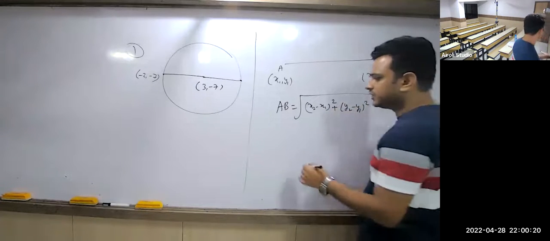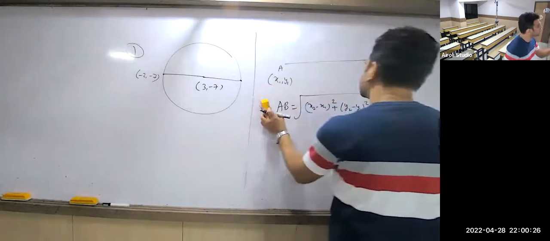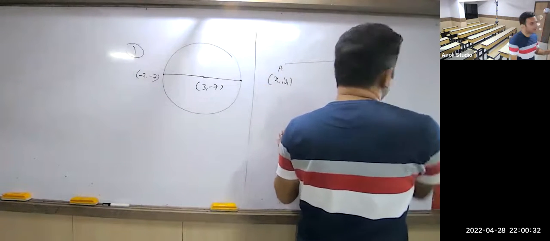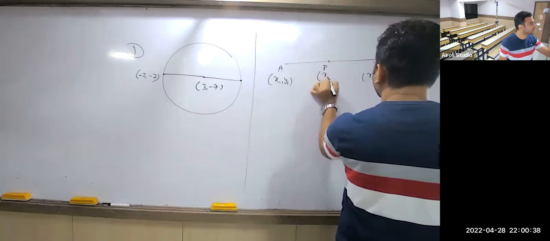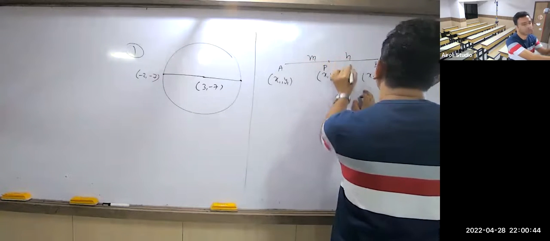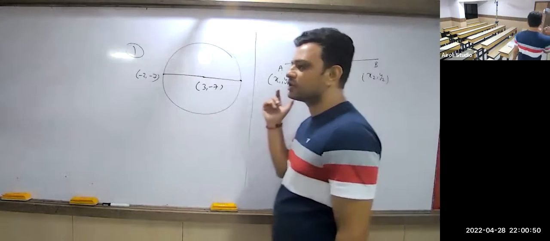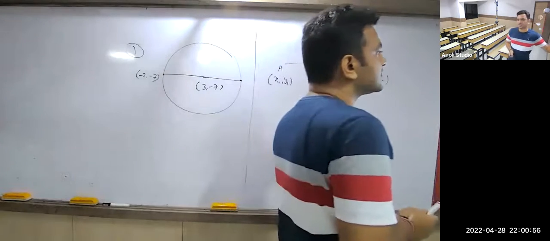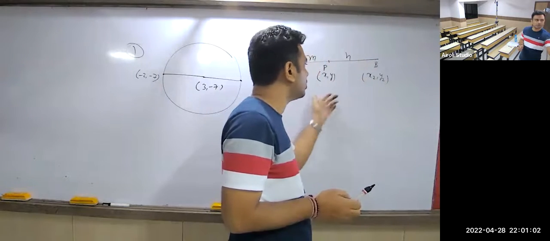Similarly, we have studied the section formula. Let's say I'm having two points A and B, whose coordinates are (x1, y1) and (x2, y2), and I am having one point P, (x, y), in between A and B, which divides the line segment AB in the ratio m:n. Now we have to find the coordinate of P.